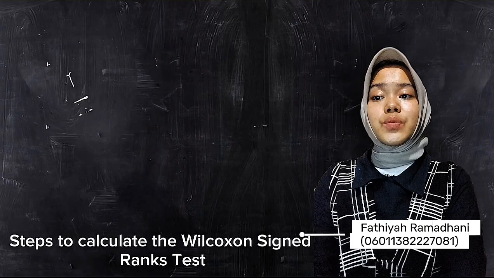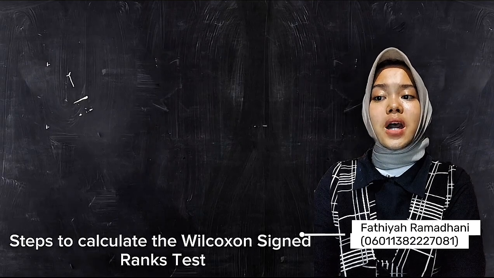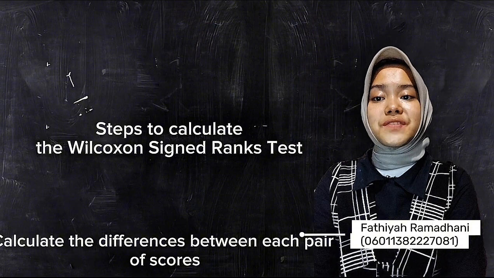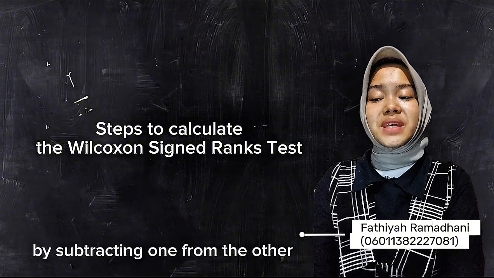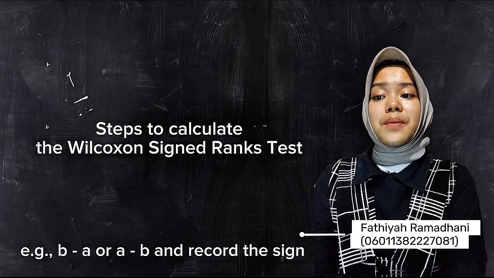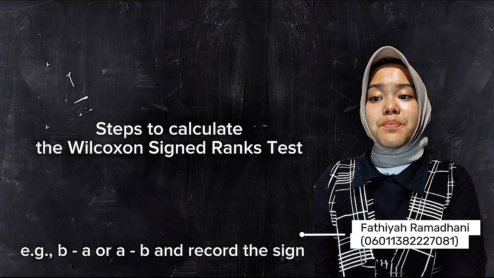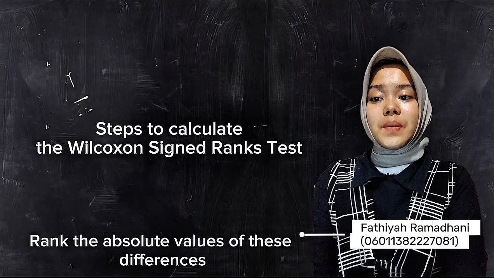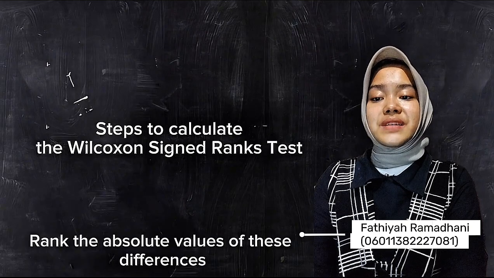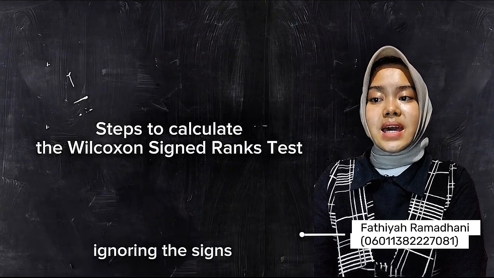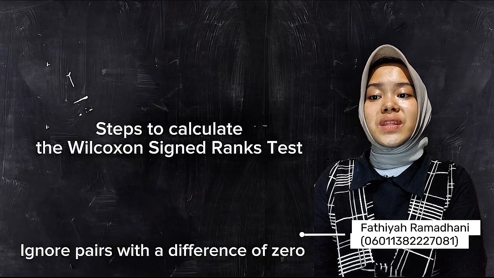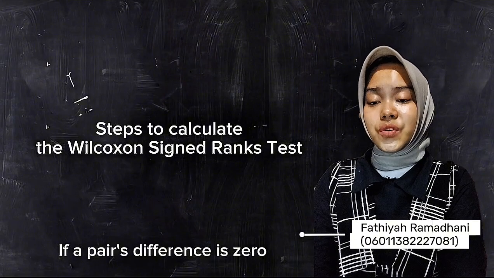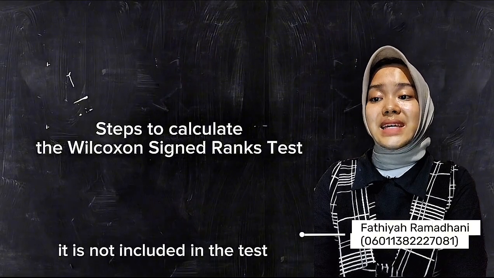Steps to calculate the Wilcoxon Signed Ranks test. First, calculate the differences between each pair of scores by subtracting one from the other, for example, B minus A or A minus B, and record the sign. Second, rank the absolute values of these differences, ignoring the signs. Third, ignore pairs with a difference of 0. If a pair's difference is 0, it is not included in the test.